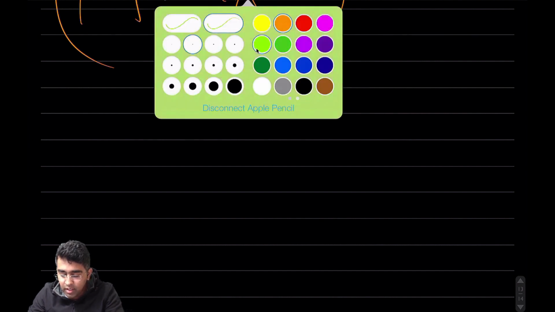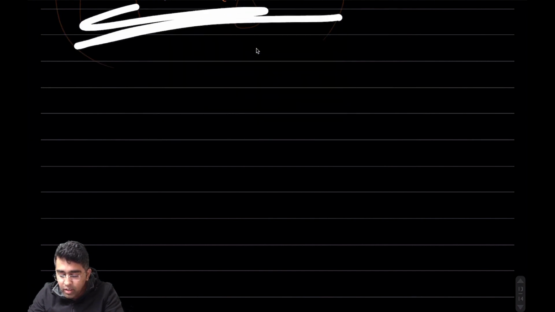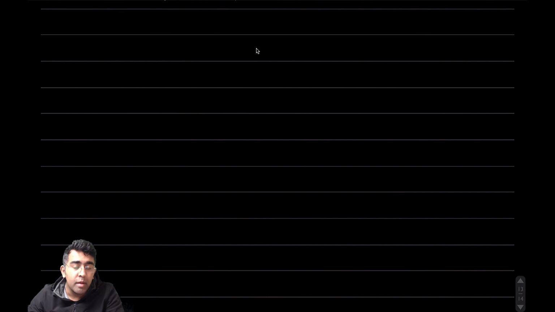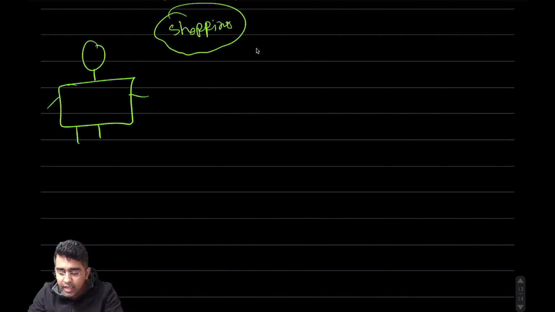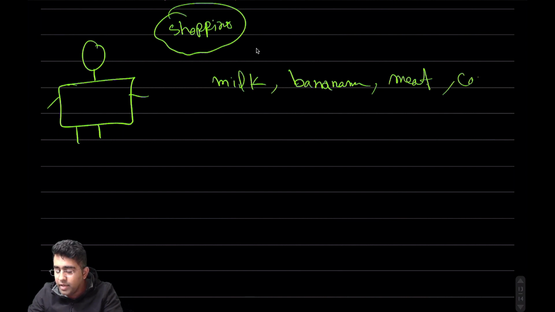So let's just change the color to this, and we are going to say we need an array. But first question is why we need an array. For example, this guy here is going shopping. So he says, oh, I'm going to go shopping today. Now he needs to create a list of items he wants to buy. For example, he wants to buy milk, banana, and also let's just say meat, and just some cookies.